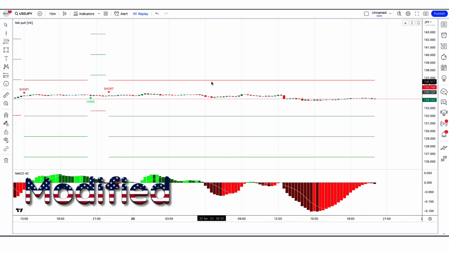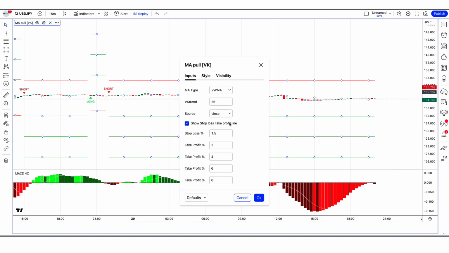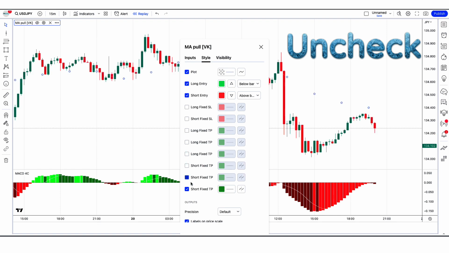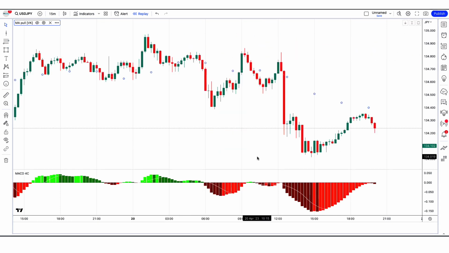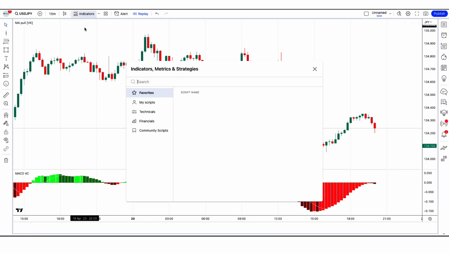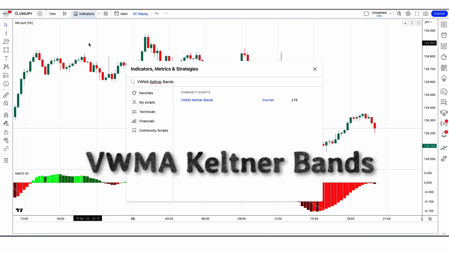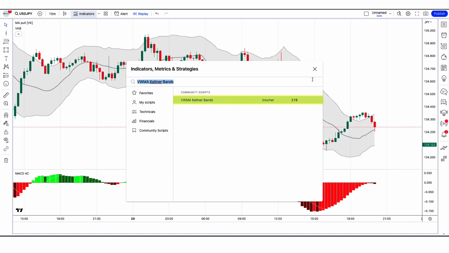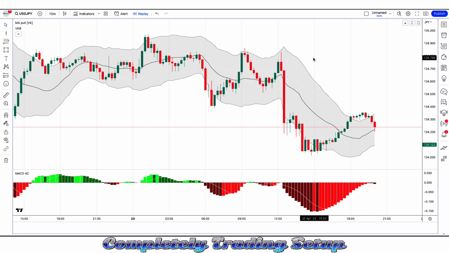Let's modify the settings of the indicator. In this, we have to change the value of VK trend to 50 instead of 25. In this, we have to uncheck some options. And after that, we have to apply another indicator on the chart. We will search VWMA Keltner bands in the search box of Tradingview. After that, we have to click on VWMA Keltner bands by of Turner option. Now our setup is complete, ready for trading.